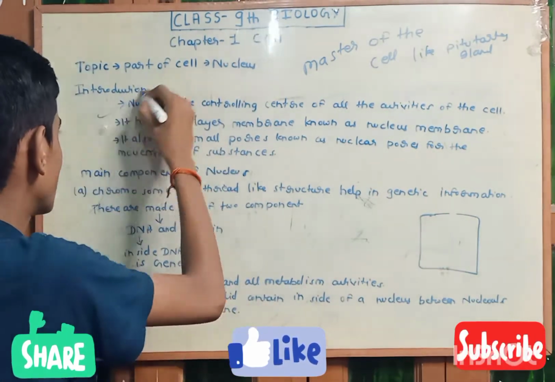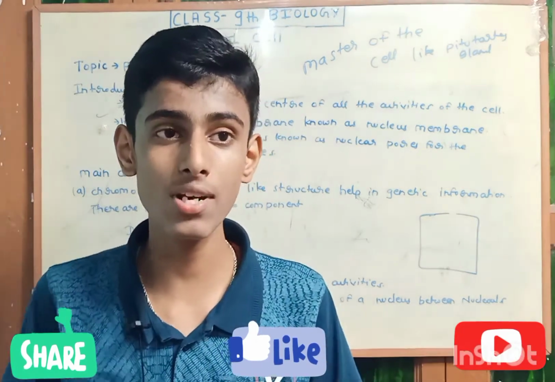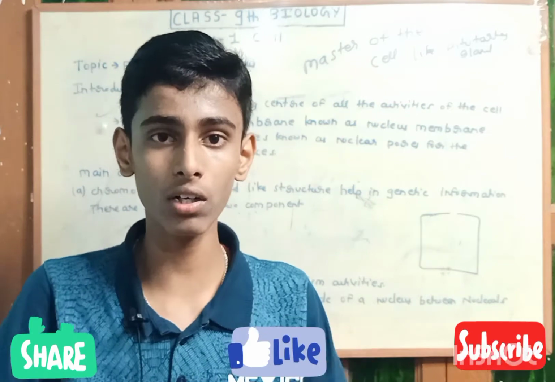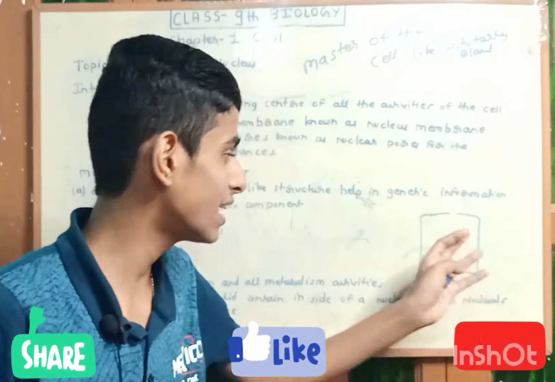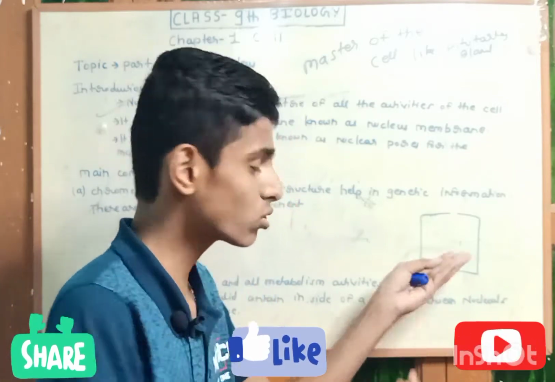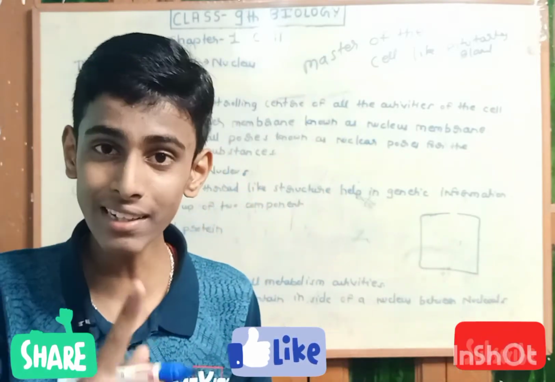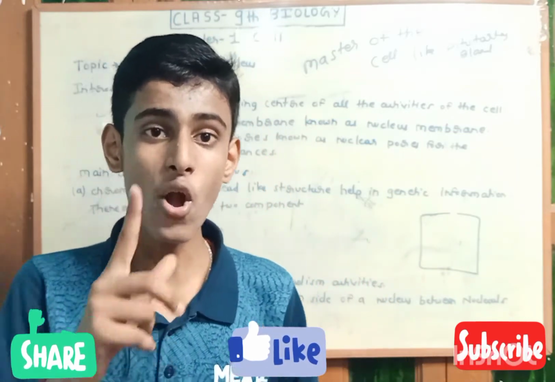So in the first line we have discussed the introduction, and the second line says it has a double membrane, which is known as the nuclear membrane. If you see an animal cell, the outermost covering is the plasma membrane. Like that, the nucleus has a membrane to protect it as its outer covering. But only the eukaryotic cell has a nuclear membrane, not the prokaryotic cell.